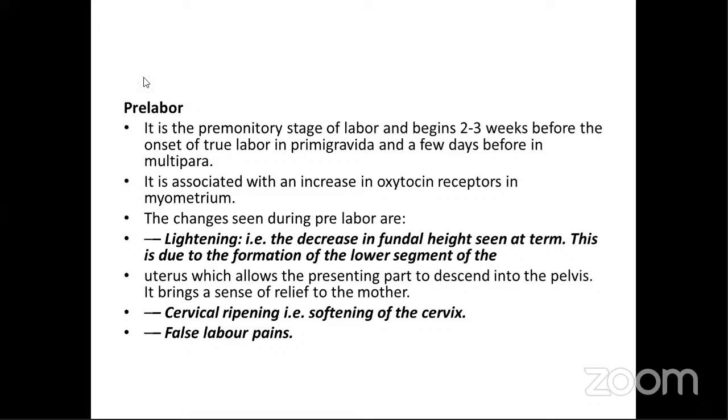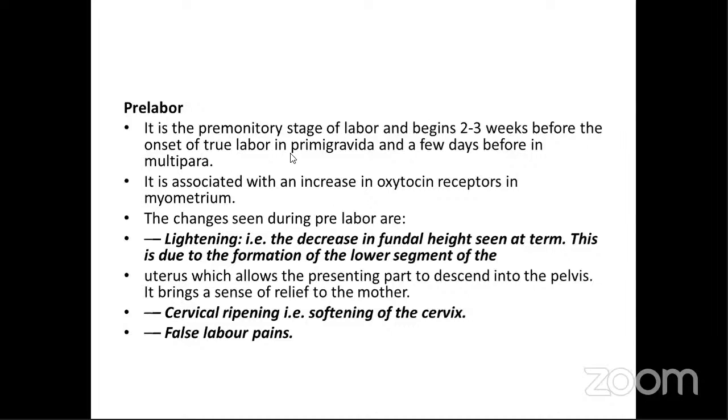Now, pre-labor. Pre-labor is a stage before the onset of the actual labor. There are certain changes which occur in the mother, and they can be noticed by herself as well as the obstetrician. Those are the changes we observe for about 2 to 3 weeks before the actual onset of true labor. Especially in primigravida, they occur quite early, and in multipara, they might occur just 1 week early or even 1 or 2 days earlier only. Whereas in primigravida, they occur almost 2 to 3 weeks before the onset of the labor.